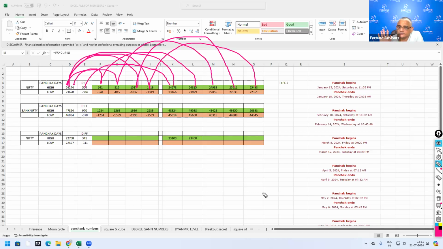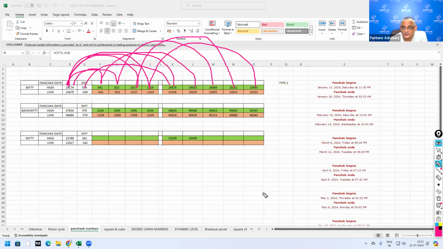This is the target. You can use this in Nifty, Bank Nifty, stocks, anything and everywhere. On that 5 days, Panchak days. And there is one more rule also. That is much better than this Panchak.